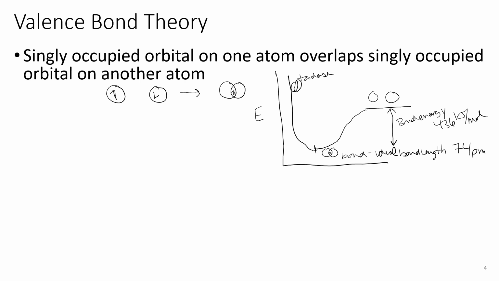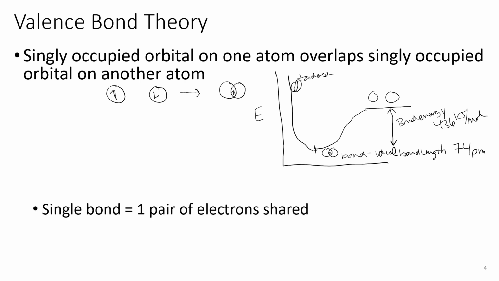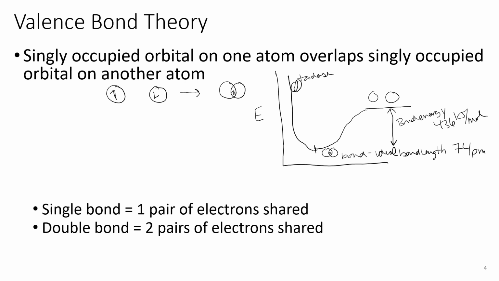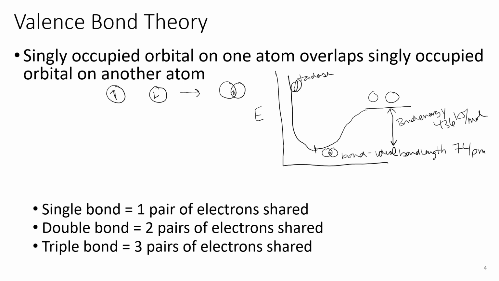So with valence bond theory, what we just looked at here was what we call a single bond. One pair of electrons is going to be shared between the two atoms through the overlap of those orbitals. We can also have double bonds, where we're going to share two pairs of electrons between two atoms, which means we have to overlap more orbitals. We could also have triple bonds, where we're going to share three pairs of electrons, where once again we will have to overlap even more orbitals in order to share that number of electrons between the two atoms.